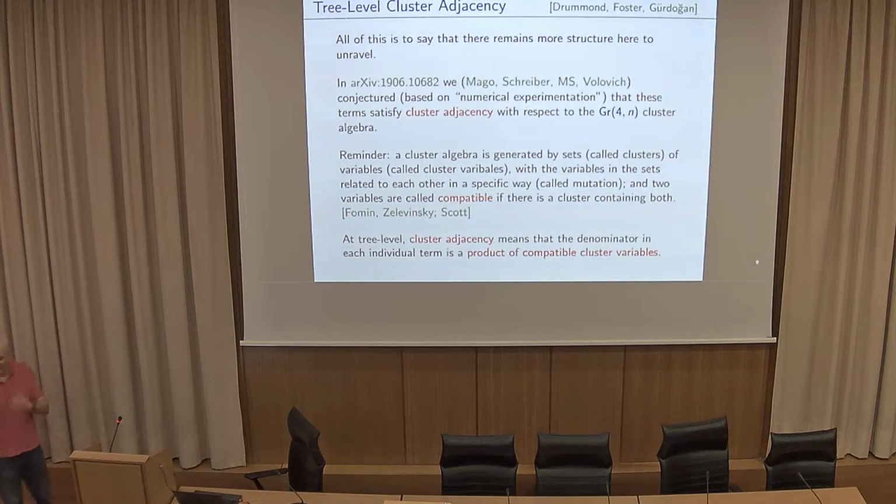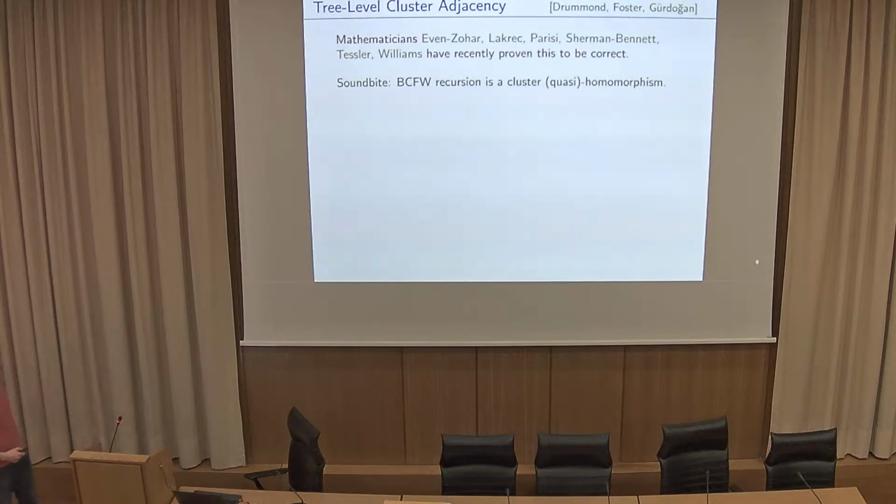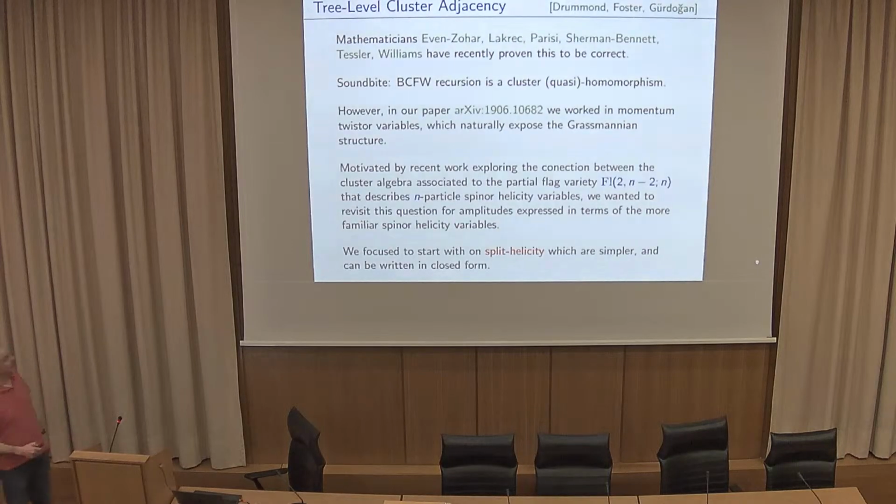I'm not making a direct connection between this and the n cubed scaling. I'm just saying this is one of the special mathematical properties that these things have, and we would like to understand more special mathematical properties. So this fact has now been proven by mathematicians, and if you want to have a sophisticated way of saying it, they say that BCFW recursion is a cluster quasi-homomorphism.